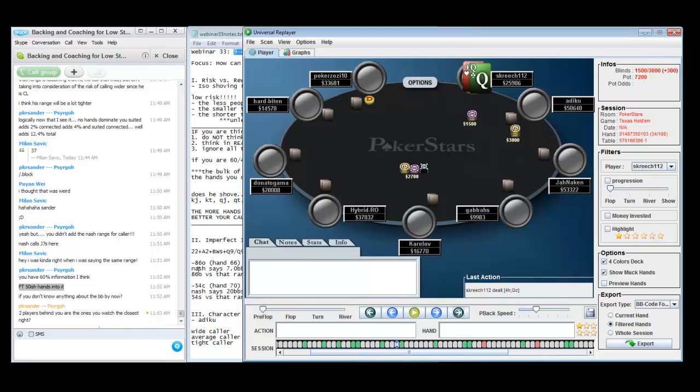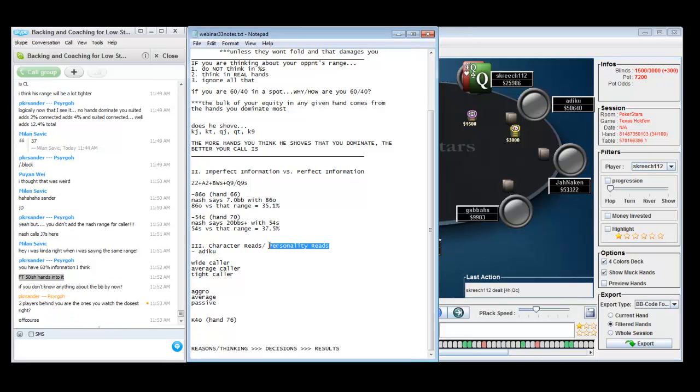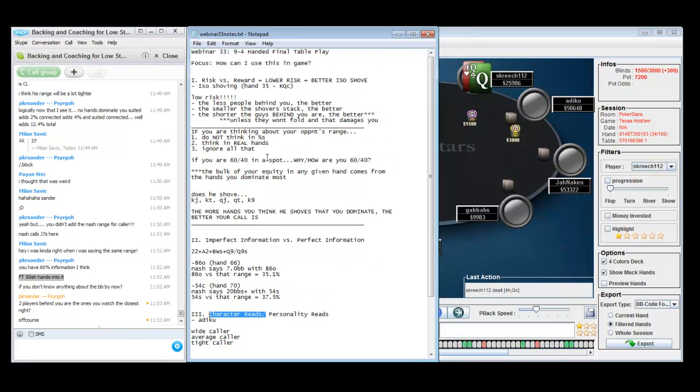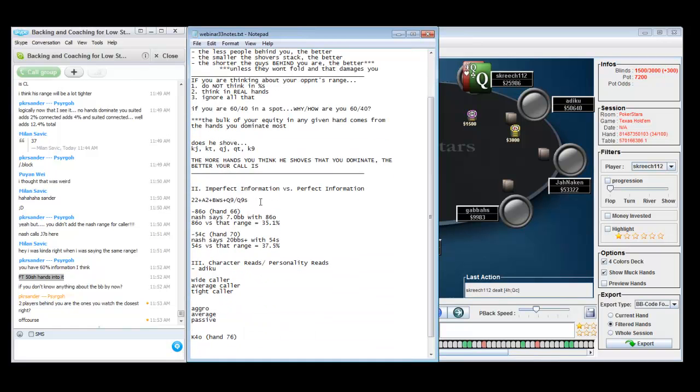Okay, so I call these personality reads. We've seen them a million times. You could also think of them as character reads. How can you use this in game? Anytime. So we'll write this down right here in caps. Anytime you are at a final table, think of it as a story. And I know I've said this before. There are 8 characters in this story with you. Find out who is who.